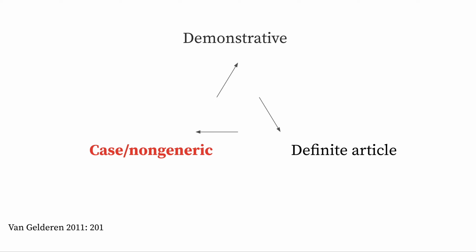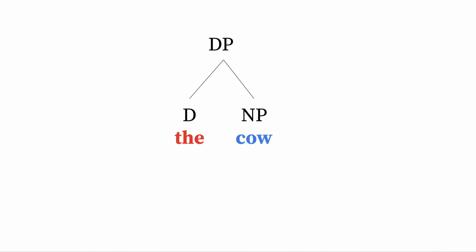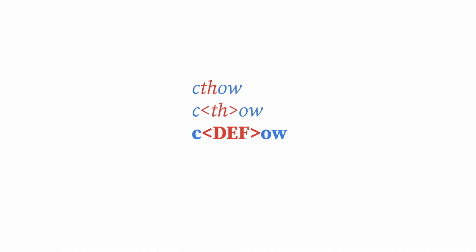At the next phase of the cycle, definite articles can become case or non-generic morphemes. Because speakers use these articles so much, the next generation starts to reanalyze the separate determiner as a bound case marker or a non-generic morpheme of some sort, which would be like "the cow" becoming "the cow." But I'll make it an infix, "thou," for sonority and just because infixes are fun.